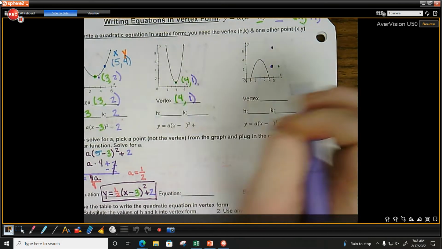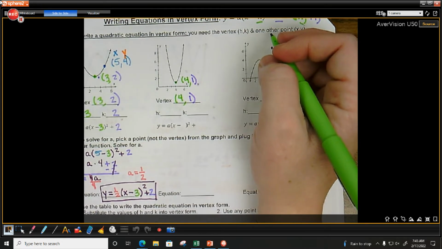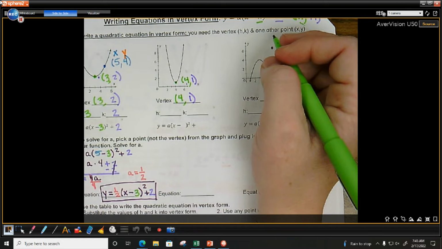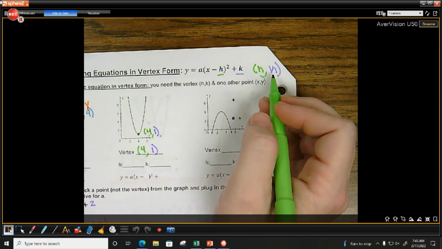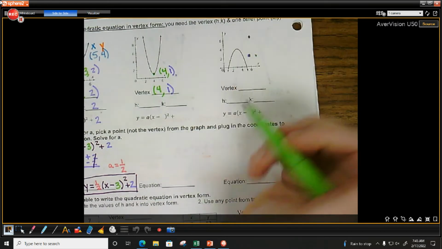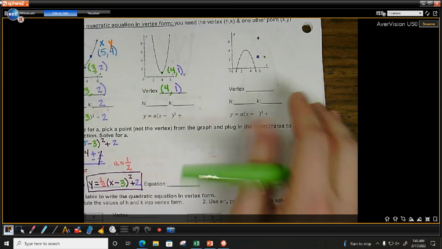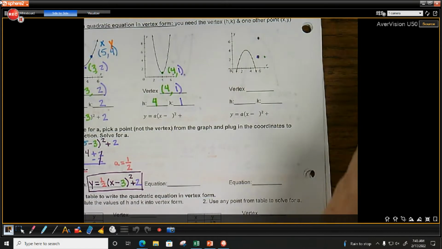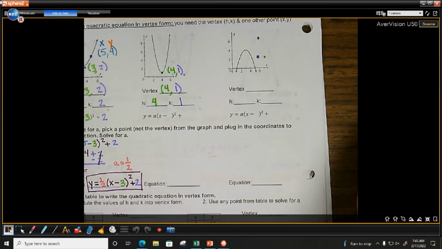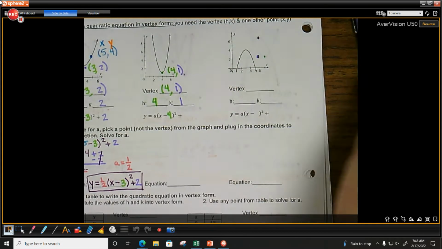Therefore, what's my H value, Leo? Remember, vertexes are written H, K. So what's the H? 4. What's the K, Yusra? 1. So what am I going to write then, Alex? Y equals A times X minus 4 to the second power plus 1. Great job.